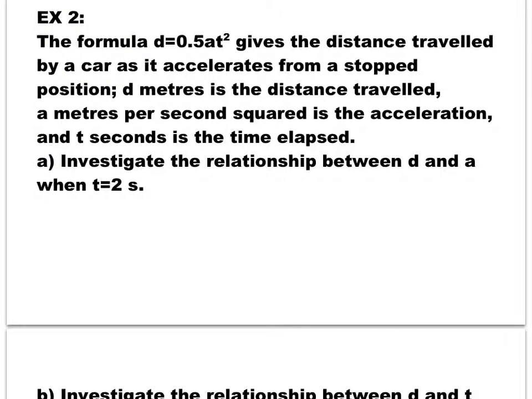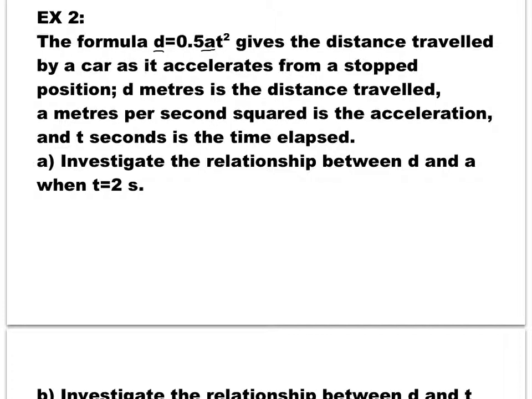The next example is the formula d is equal to 0.5 at squared, where d, a, and t are all variables, which gives you the distance traveled by a car as it accelerates from a stopped position. d, which is in meters, is the distance traveled. a, in meters per square second, is the acceleration, and t, in seconds, is the time elapsed. We are supposed to find the relationship between d and a, if t is equal to 2.